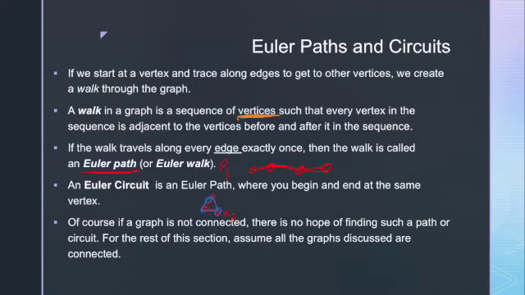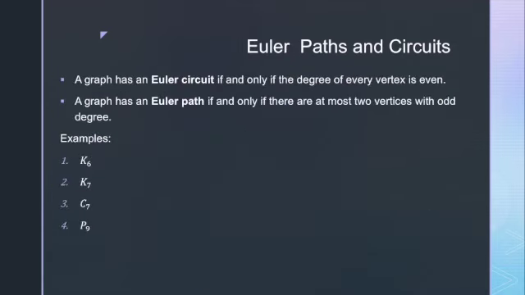Of course, if a graph is not connected, there's no hope of us finding such a path or circuit, right? So if my graph was just open dots, there's no way to find a path or circuit. So it doesn't work for forests unless they're connected, which would make them trees. So a graph has an Euler circuit if and only if the degree of every vertex is even. And a graph has an Euler path if and only if there are at most 2 vertices with odd degrees.